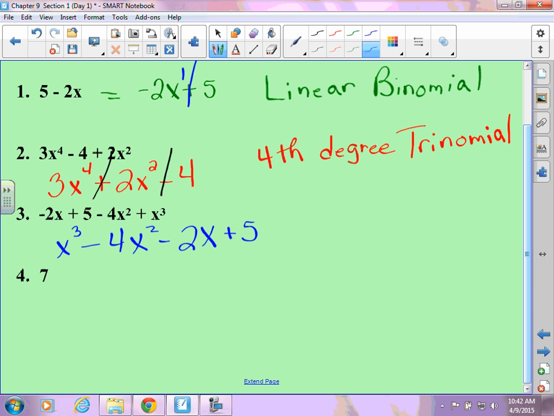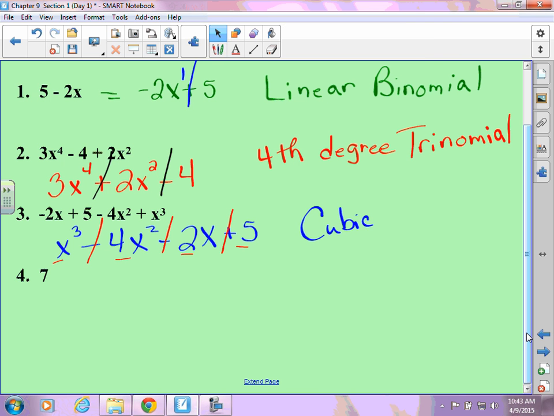How many terms? There are 4. That's right. Okay, 1, 2, 3, 4 terms. So I call it a polynomial with 4 terms. And you got to put polynomial in there because it's a special type of expression. Not every expression is a polynomial.